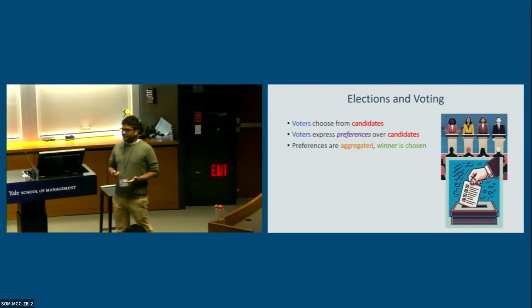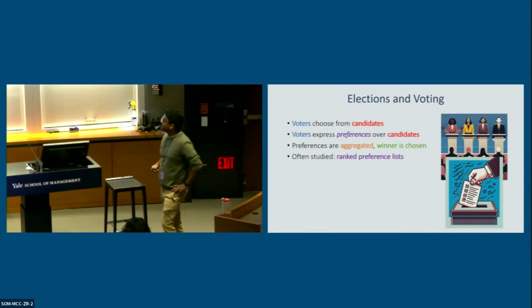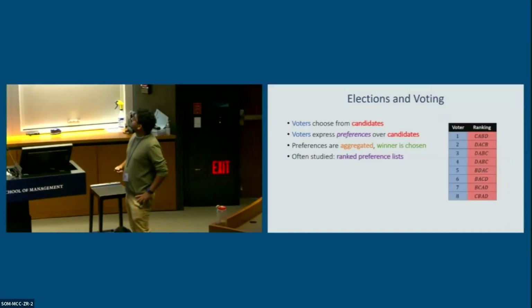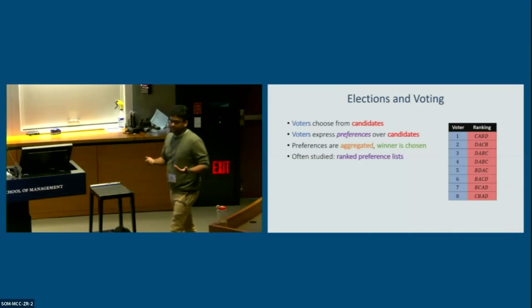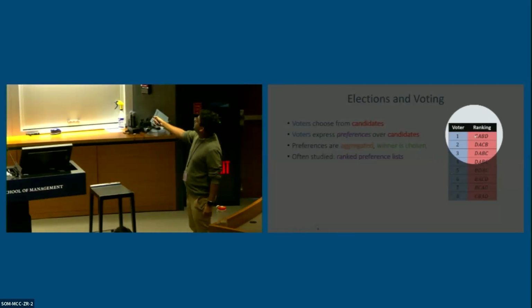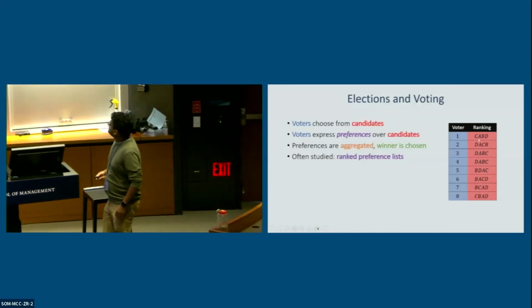Now, these preferences can be expressed in quite a lot of different ways, but one of the most commonly studied ways for them to be expressed is through ranked preference lists. Each voter gives us a ranking of the candidates in order of their preference. For example, in this election, voter 1 is telling us that candidate C is their favorite and candidate D is their least favorite.